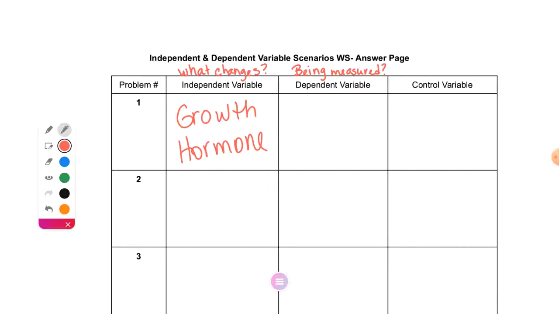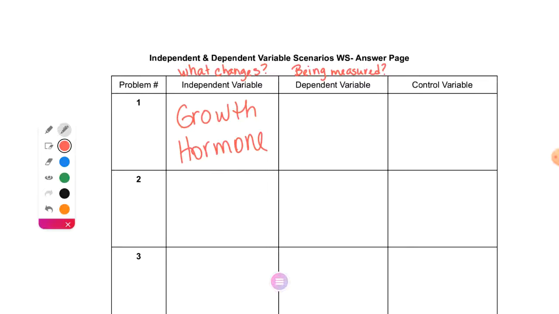How much the cow grows? You're right, but how do we measure how much a cow grows? What unit do we use for that? Not unit. What do we call that? Are we measuring their height? What are we measuring their growth by?